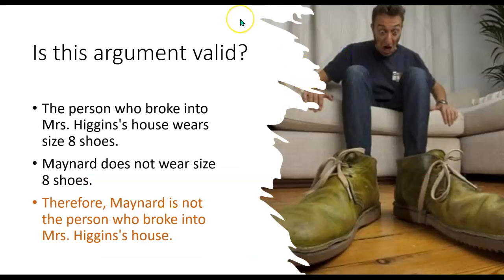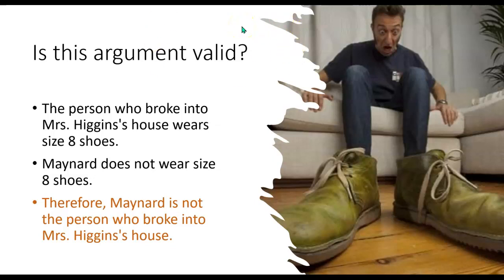Here's another example. At first it might look the same, but it's subtly different. So this argument goes like this. The person who broke into Mrs. Higgins' house wears size 8 shoes. Maynard does not wear size 8 shoes. Therefore, Maynard is not the person who broke into Mrs. Higgins' house. What about this? Is this a valid argument?